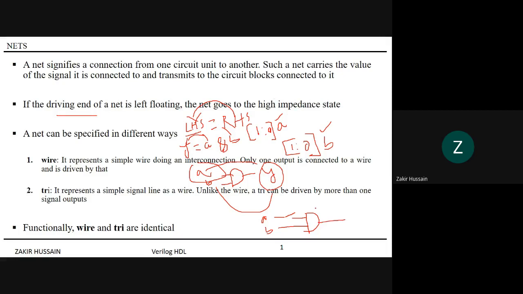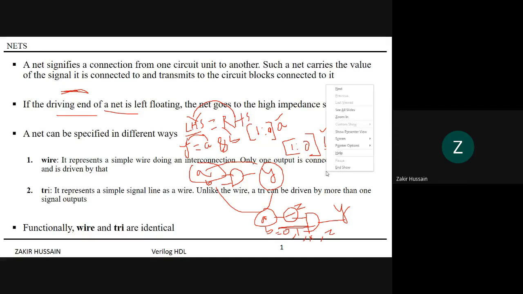So that net is held at high impedance state, meaning this value is treated by the compiler like a Z. And whatever value comes on B, maybe 0, maybe 1, maybe X, maybe Z, that is a different story, because B is connected. But A is not connected here, it is open. So in that case, what is the value taken by this driving net? A is driving the Y. So this is treated as a high impedance state, that is Z.